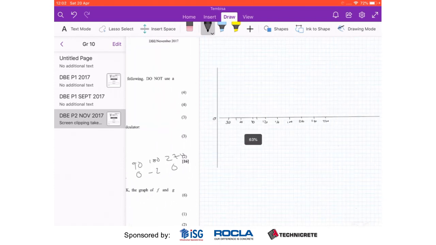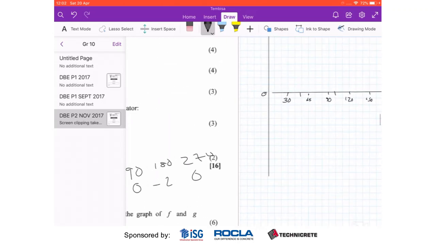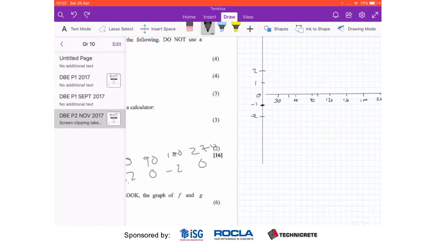So let's start with the sine one. Let's use the side 2. So that's 1, that's 2, negative 1, negative 2. Okay, so the sine one we said starts at negative 1. We go up to 90. So from 0 to 90 up.